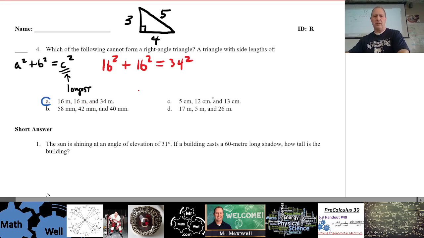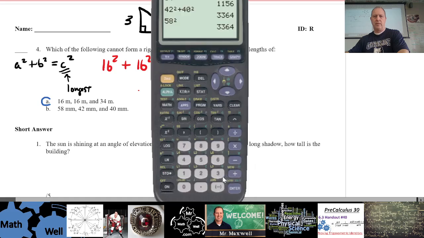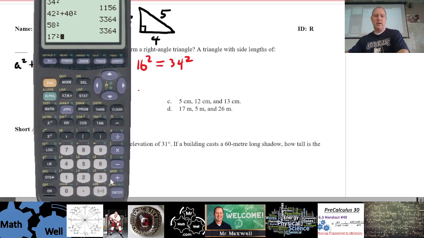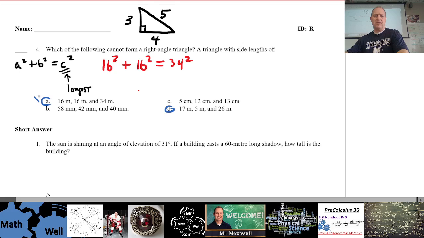And you're sure about this one? 17 squared? Okay, let's try it. It's like almost double the amount. Is that right? Okay, all right. So we might have to think a little more deeply about this. Plus 5 squared equals 314. Oh yeah, that's gonna be no good either. Okay, so A doesn't, as far as our calculations go, and D doesn't seem to, as far as our calculations go.